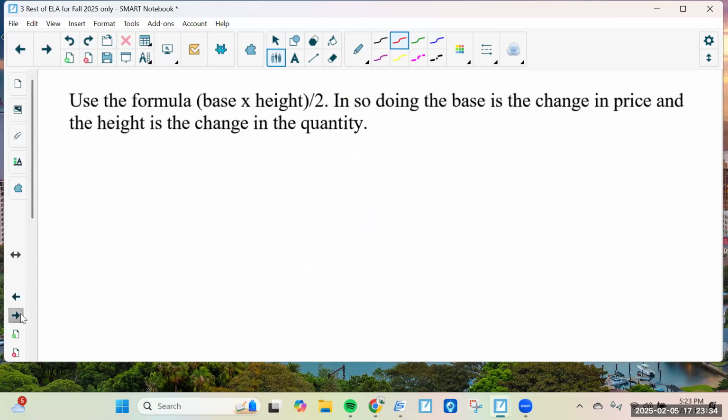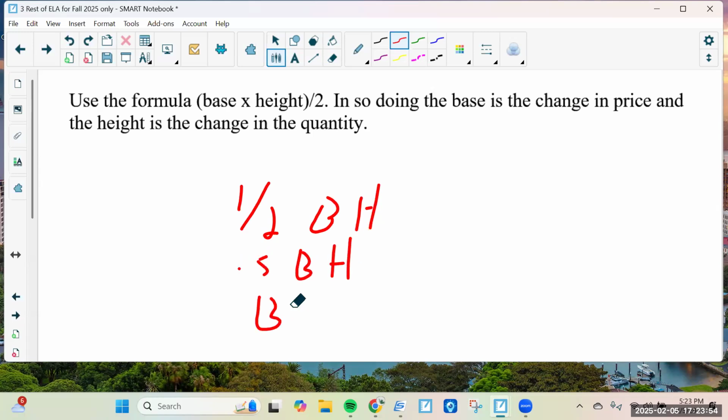Deadweight loss is always a triangle, and you do have to know the formula for a triangle. It's 1/2 base times height, or base times height divided by 2. Some people do one, some do the other, and it doesn't matter which one you use. You don't actually ever have to write the formula for the AP exam, because it's not an economics formula. If it's an economics formula, you would have to write it. But since this is not, you don't have to write it out, but you will have to plug in the numbers to calculate it.